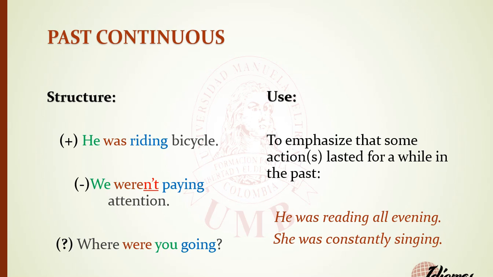And when you have a question, basically you have to switch the order of the words in the sentence. In this case, first is the verb to be in simple past, the subject, and the main verb with ing. But when you want to make more complex questions, remember that we have WH words, like where, what, why, which, etc. In this case, first the WH word, then the verb to be in the simple past, subject, and the main verb with the ending ing. Where were you going? I was going home, for example.